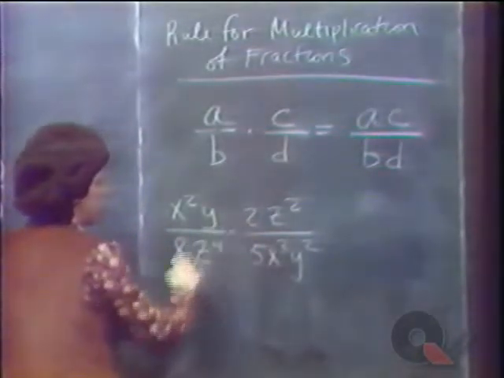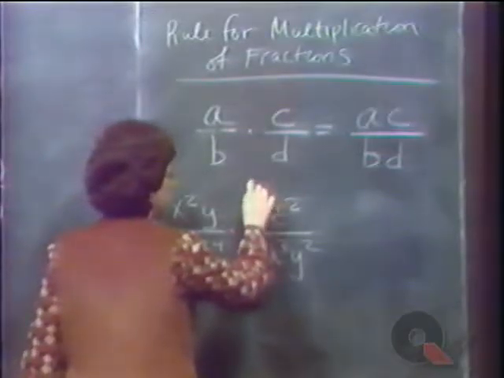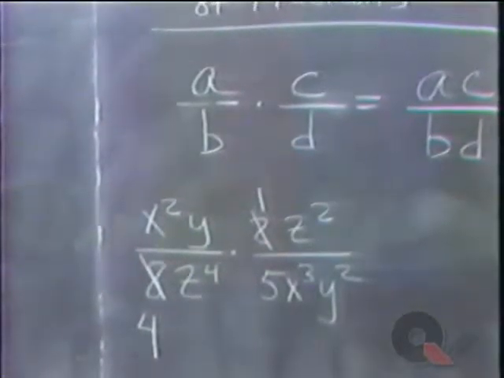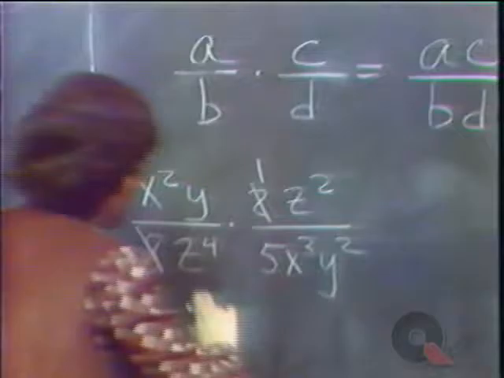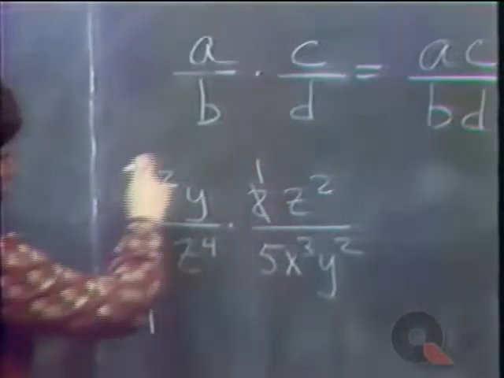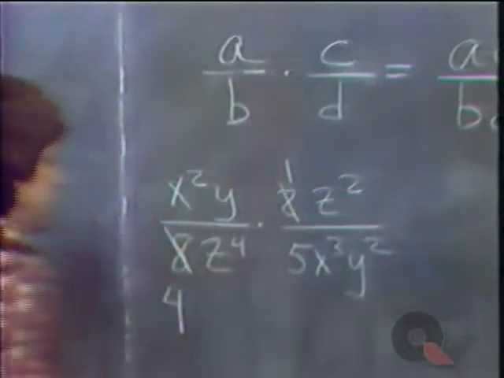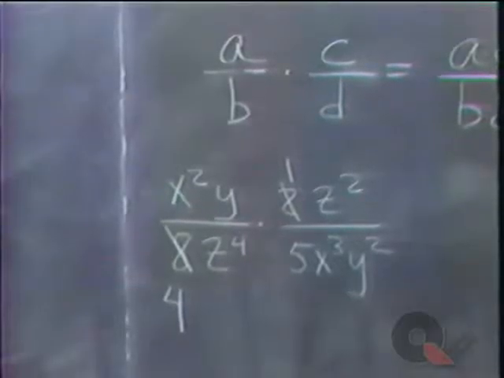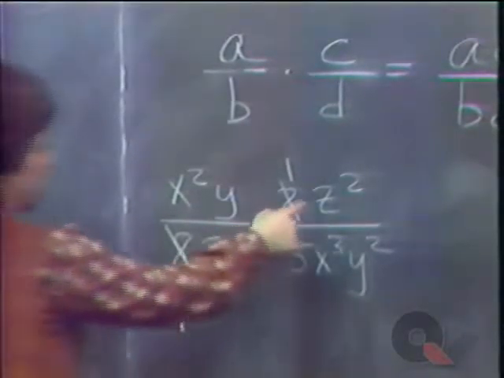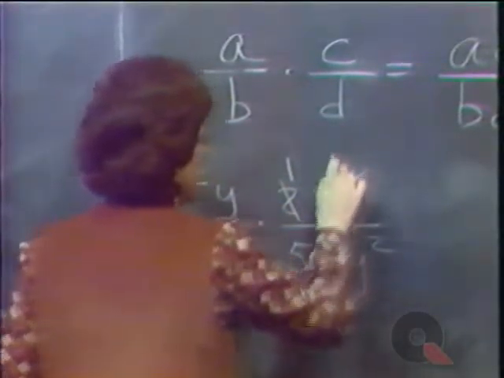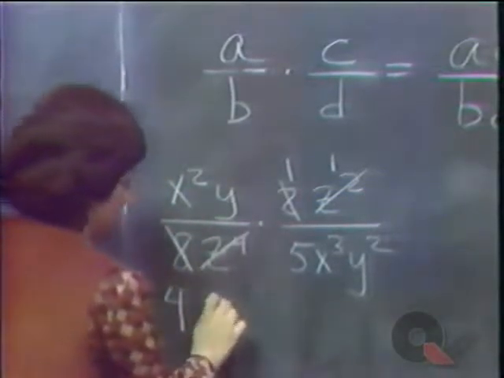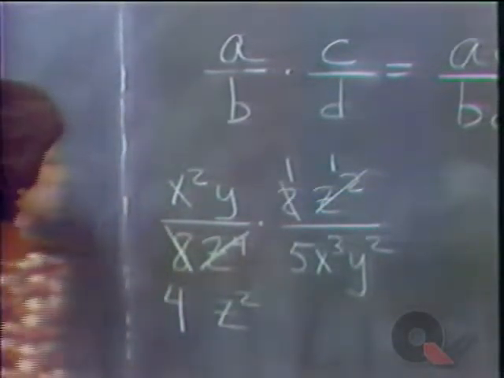I look at the 2 and the 8. I say 2 divided by 2 gives me 1. It might be a good idea to actually do this and to keep sort of like a row on top of the fraction and on the bottom of your results. Now let's look at the z squared. We divide z squared by z squared, we get 1. Z to the 4th by z squared, and we get z squared.